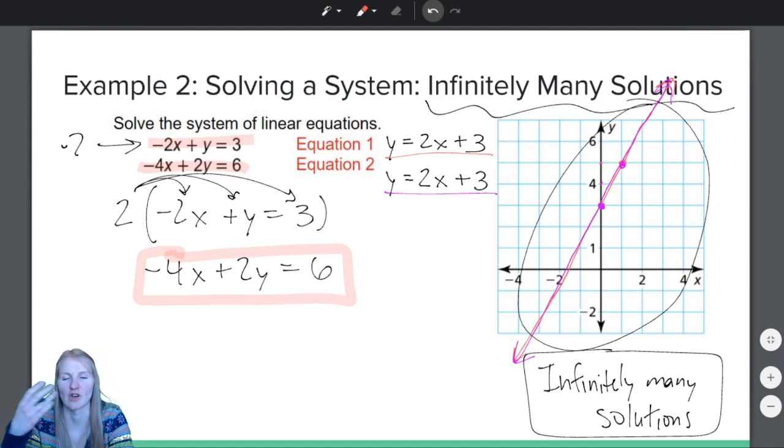So these lines are actually the same lines, and this has something to do with those dependent matrices that I was telling you about before. So you'll have to take linear algebra in college if you want to know more about that.